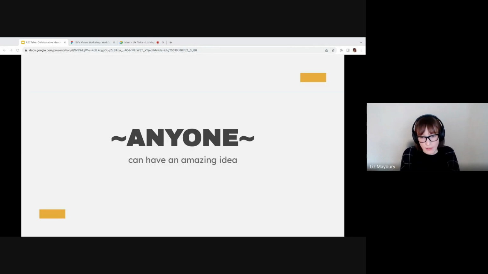Yes, as designers, we're responsible for ensuring it's executed. We're choosing the amazing idea that's going to solve our problem and have a fantastic experience for our users. But ultimately, that idea can come from anywhere. And it's more than likely, when generated as a group, going to be a better idea.